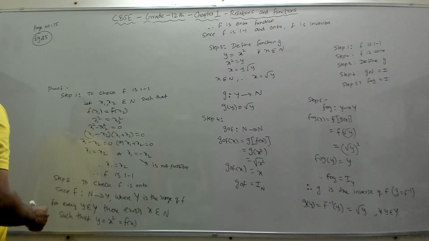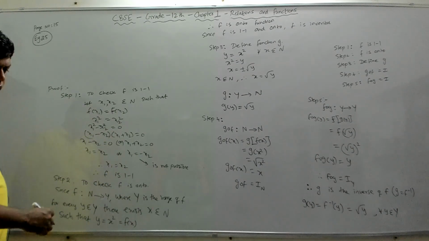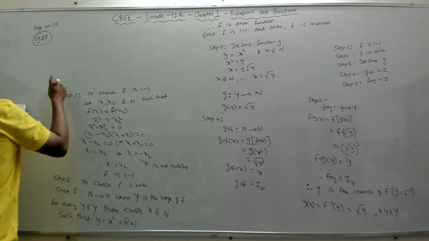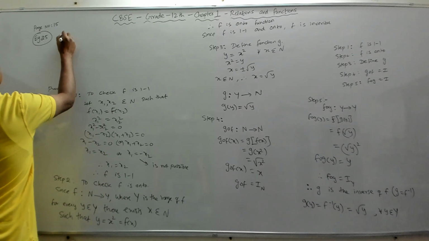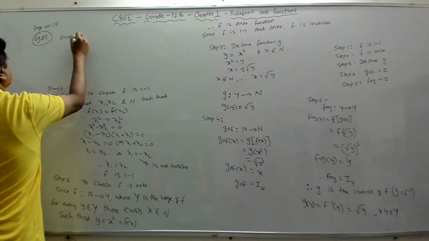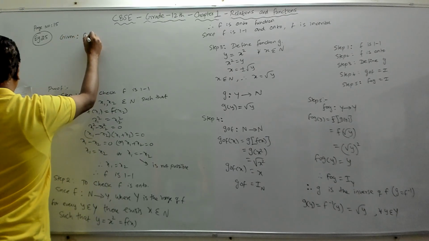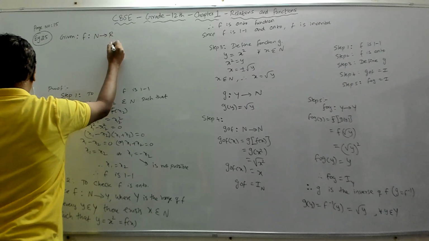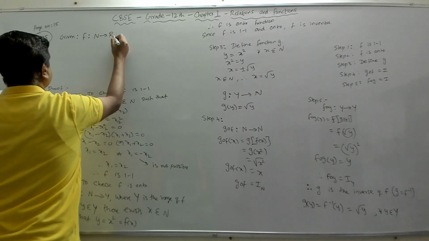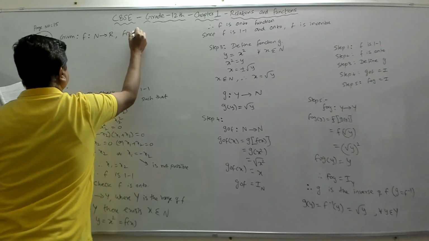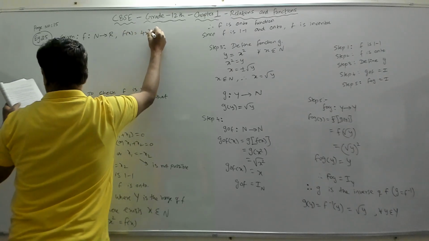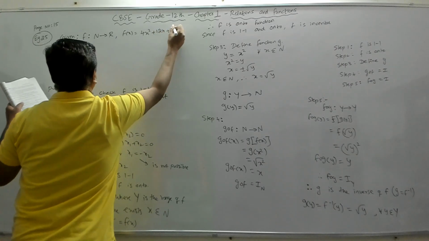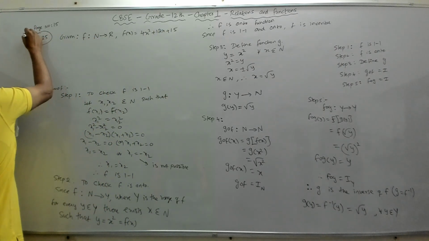So example 25 is: f is a function from the set of all natural numbers N to R, the set of all real numbers, defined as f of x equals 4x square plus 12x plus 15. So this problem is very important. Board question.